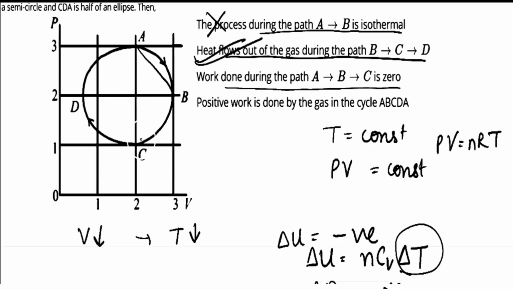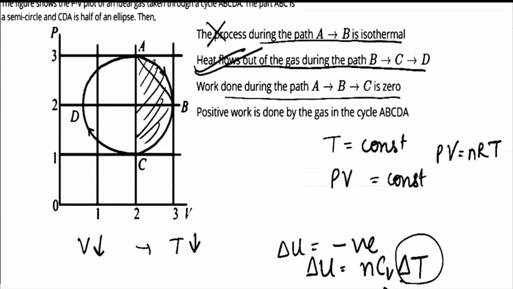Now, work done during path ABC is zero. So during ABC, the work done is zero, right? How can we say that? Work done in this process is not zero, right? As we can see in the PV graph, there is some area under this curve, right? So that means work done is not equal to zero. So this is surely not correct, as seen from the graph.